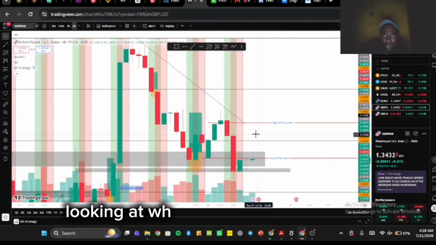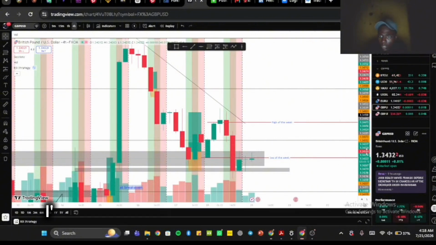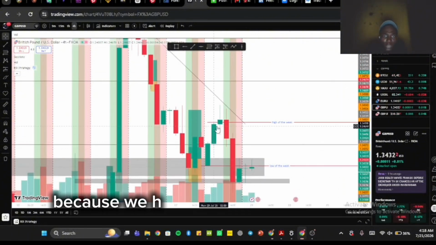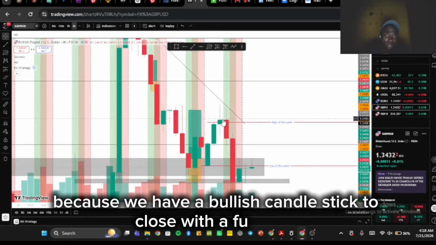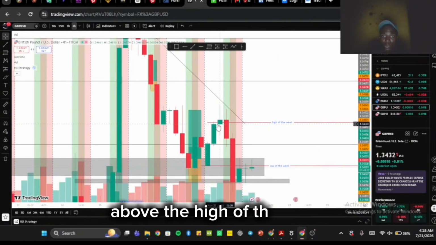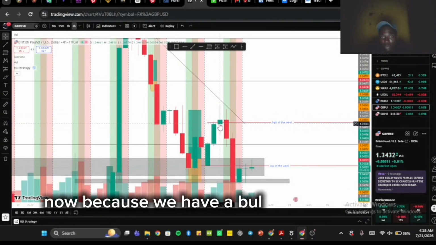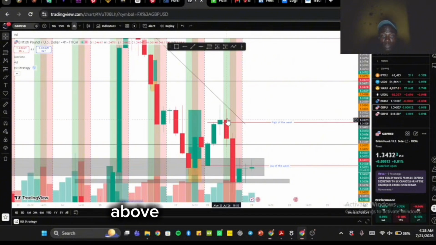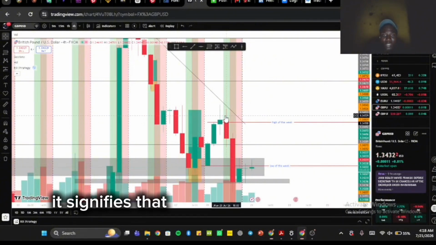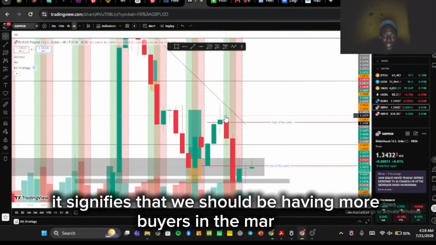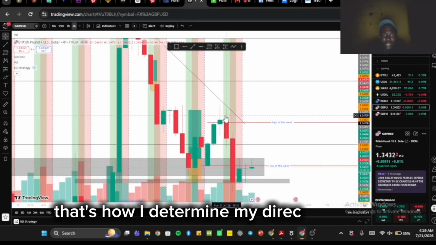Hence, looking at what price has already done, I'm still going to be looking for more buys because we have a bullish candlestick to close with a full body above the high of the week. Because we have a bullish candlestick close above the high of the week, it signifies that we should be having more buyers in the market. That's how I determine my directional bias.